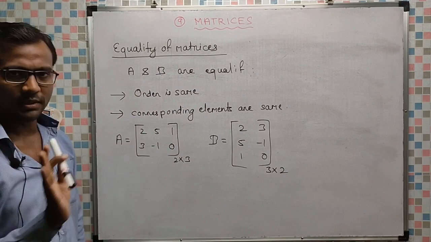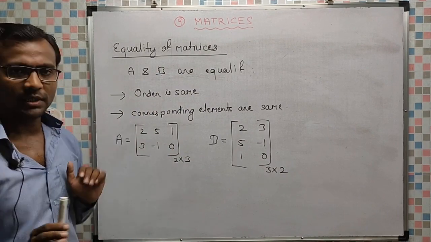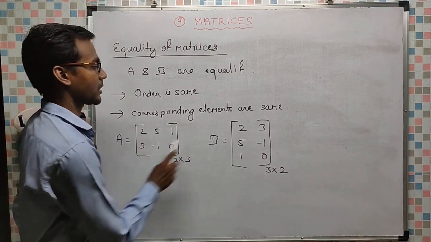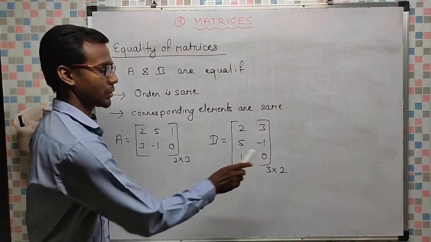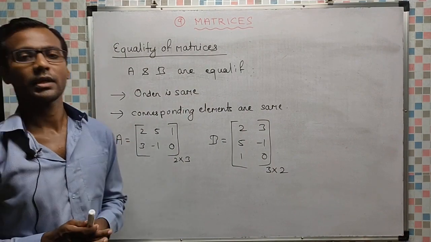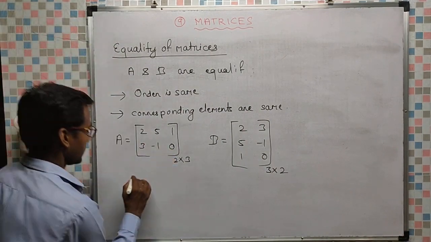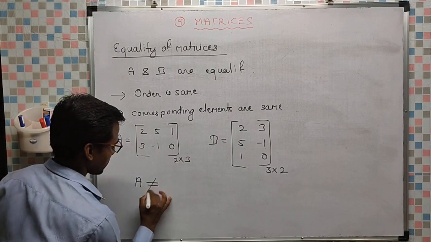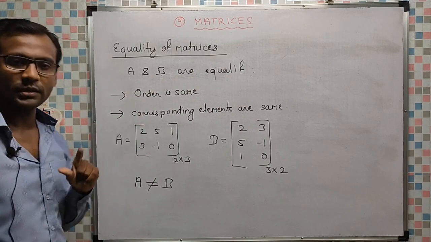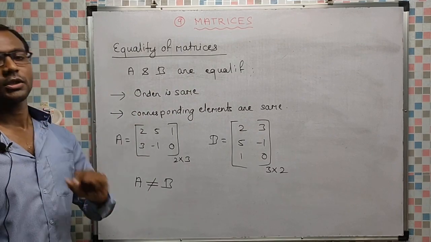We can say the elements are same. Okay. The elements are same: 2, 2, 5, 5, 1, 1, 3, 3, minus 1, minus 1, 0, 0. The elements are same, but the order is not same. So we cannot say that A and B are equal. So we will say A is not equal to B. Okay. So first condition is important. Second condition is also important.